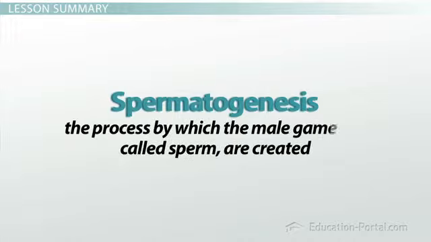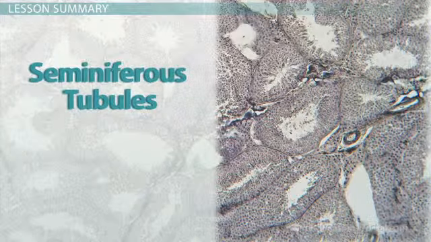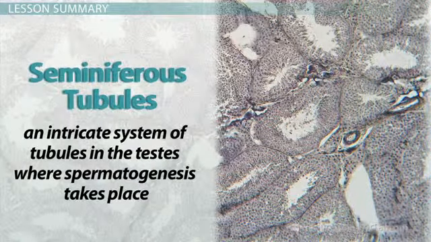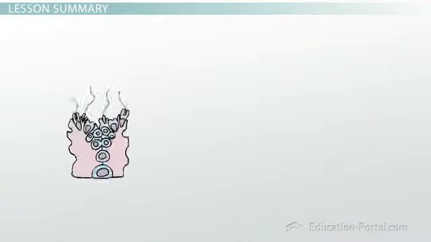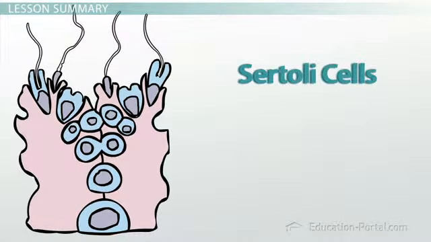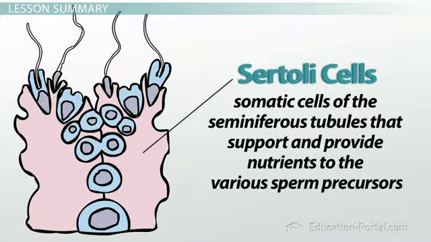Let's review. Spermatogenesis is the process by which the male gametes, called sperm, are created. Spermatogenesis takes place in the seminiferous tubules, which are an intricate system of tubules in the testes where spermatogenesis takes place. The tubules are lined with an epithelial layer of Sertoli cells, which are somatic cells of the seminiferous tubules that support and provide nutrients to the various sperm precursors.